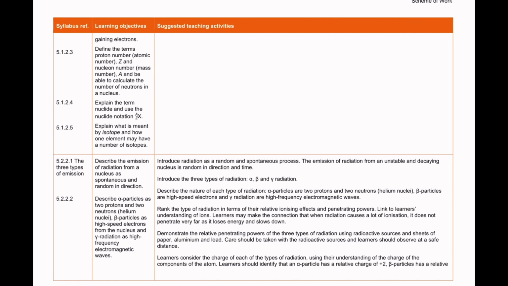Explain the term nuclide and use a nuclide equation, X with mass number A and atomic number Z. Explain what is meant by isotope and how one element may have a number of isotopes.